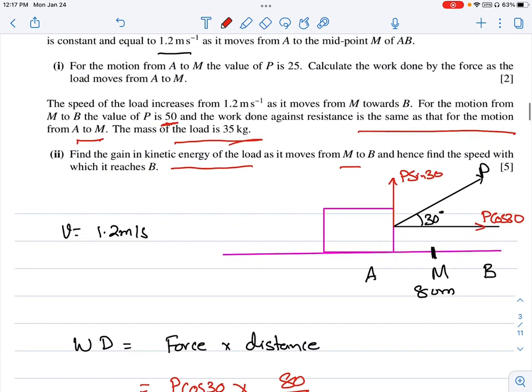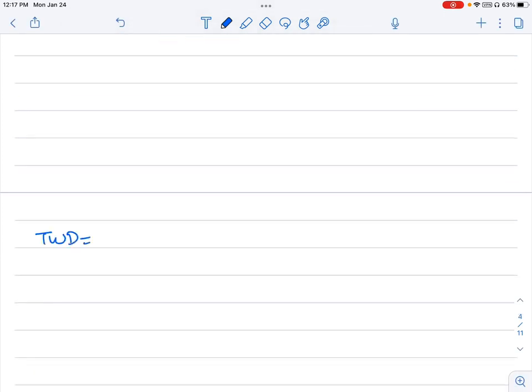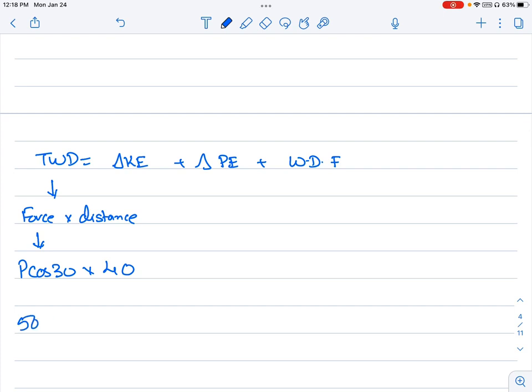So, we are going to use the work energy theorem. What is that? Total work done is equal to delta KE plus delta PE plus work done against friction. Now, from M to B, total work done will be force times distance. The force is P cos 30, and the distance is the remaining distance, which is 40. So P was 50 this time: 50 cos 30 times 40. This is the total work done.